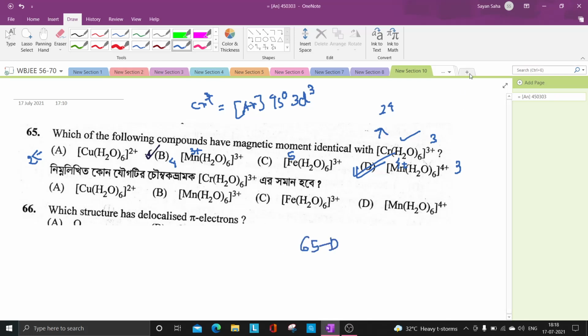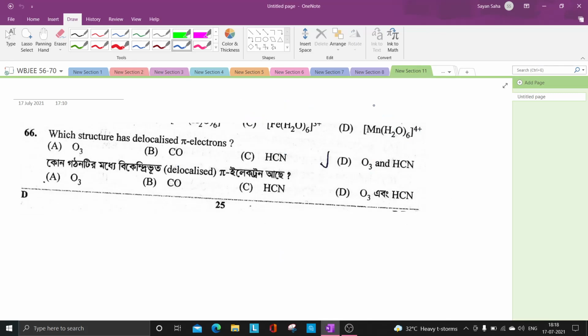Okay, now let us come to question number 66. Which of the structures has delocalized pi electrons? Now this is a bit tricky question, because you see in O3 the pi electrons are delocalized, you know, but in HCN is it delocalized? Because you see the structure of HCN, H-C triple bond N, this electron localizes, because sometimes it goes on N and it forms negative and here positive, so you can say this is localized, but also it is not localizing over the whole of the compound.